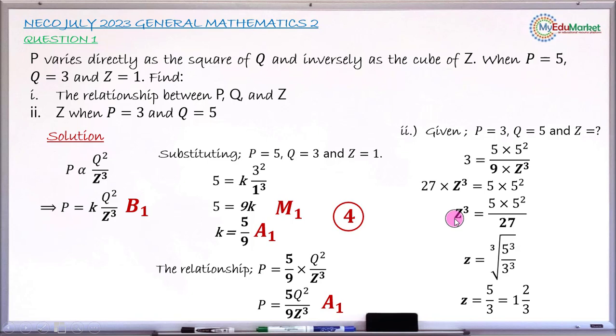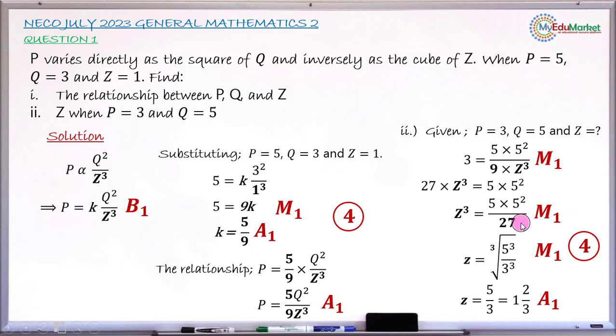Let me move to the Roman 2 question, and see its marking scheme also. The very first mark in this Roman 2 is the method 1 mark, and you have this method 1 mark when you substitute P by 3, Q by 5 in attempting to get the Z in the formula. This gives you method 1 mark. And the next mark is another method 1 mark, in attempt to make Z the subject of the formula, you cross multiply and divide both sides by 27. You have this method 1 mark.